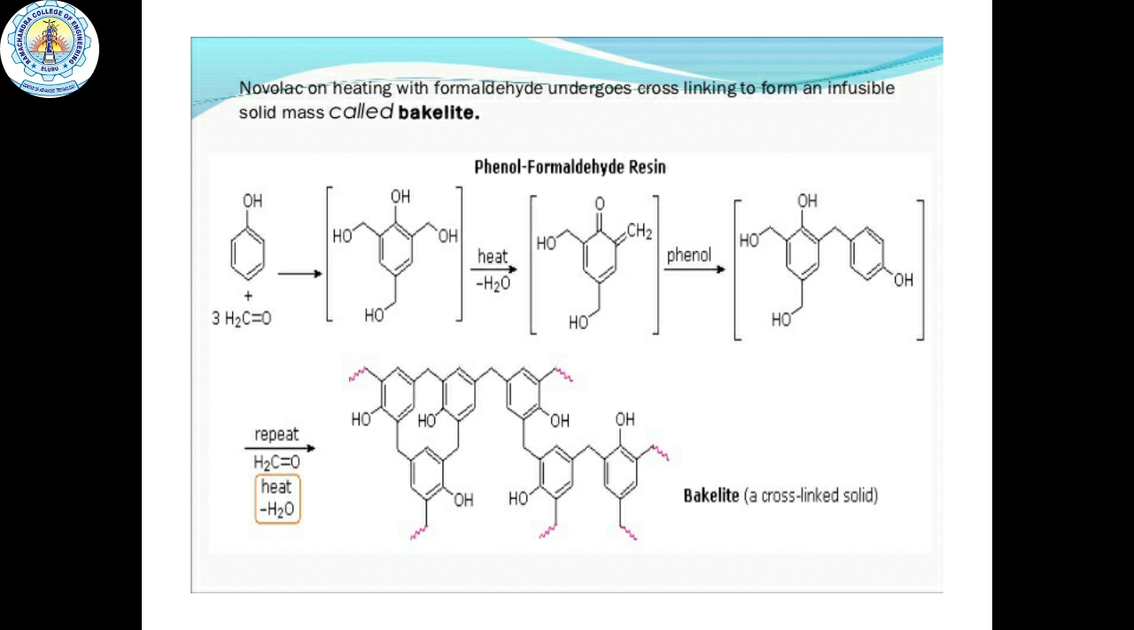This is the synthesis of the bakelite. So first phenol is treated with the formaldehyde and it gives ortho or para hydroxymethyl phenol. And this is treated with another phenol group and finally ring structures are formed. These ring structures are joined by the CH2. Novolac on heating with formaldehyde undergoes cross-linking to form an infusible solid called bakelite. Bakelite is a cross-linked solid.